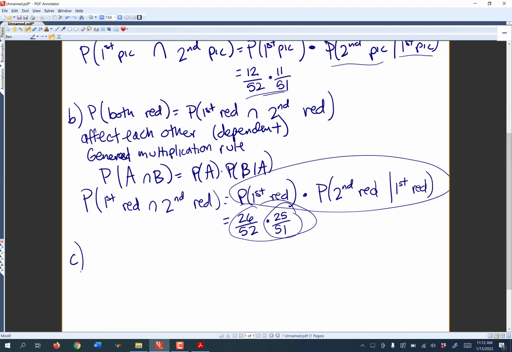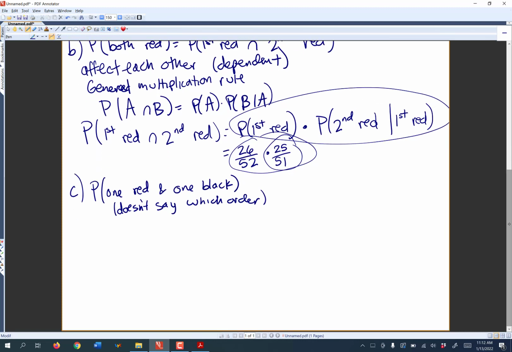And part C. We're looking for the probability that one is red and one is black. So we want one red and one black. This one is different because it doesn't tell us which order. And you always have to be paying attention to this to see what order. It's like up above it said do red and then red. Here it doesn't say what order. All it wants is, at the end, one red and one black.